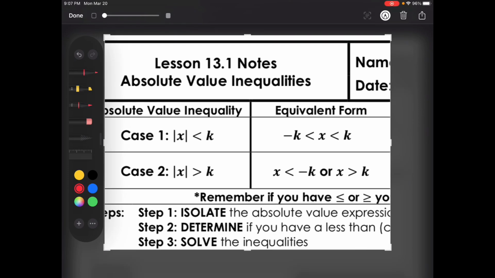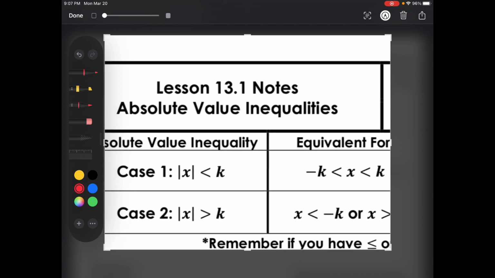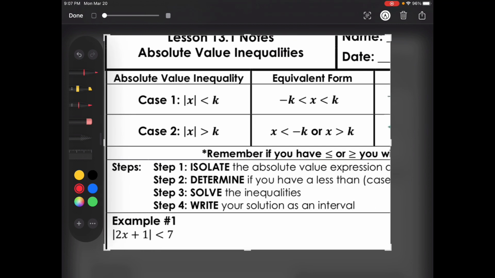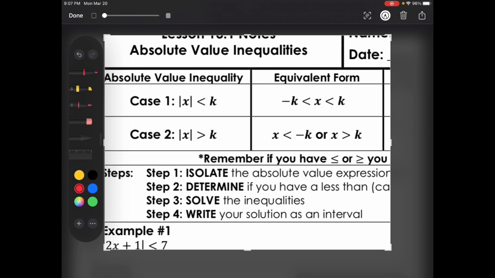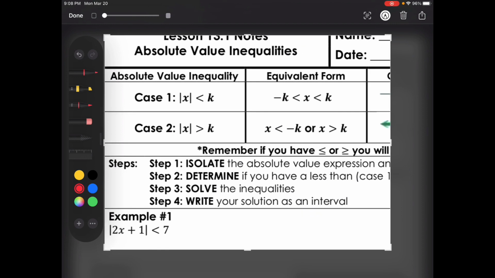All right, so today's lesson is going to be the first of Unit 13, 13.1, which is absolute value inequalities. So there's really two cases that you're going to encounter with these types of problems. The absolute value of something, it's not always going to be just x, is going to be less than a value, or it's going to be greater than a value. So these are the two things that can occur.